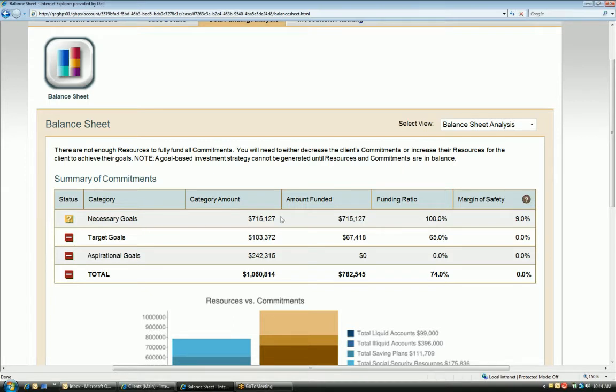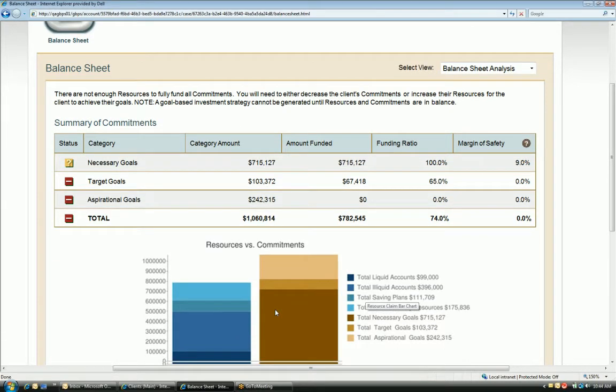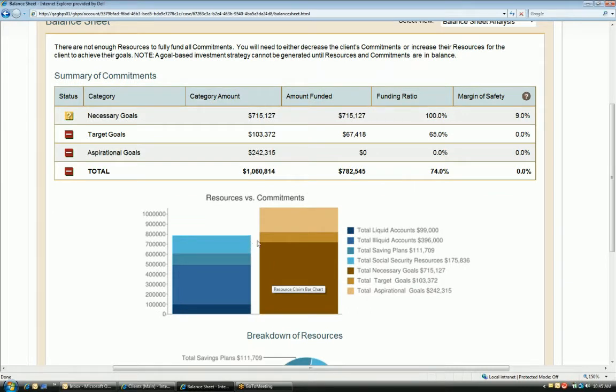So right now, all necessary goals are funded. But with a margin of safety of 9%, that's a very low margin of safety. What that means is that this blue bar of resources can only fall by 9% and still meet the necessary goals, fully fund the necessary goals in this dark brown structure. So across our retirement funding and our education, the necessary amounts are just barely fully funded.